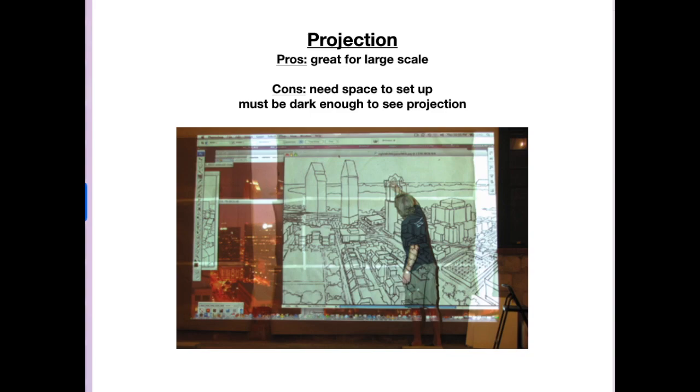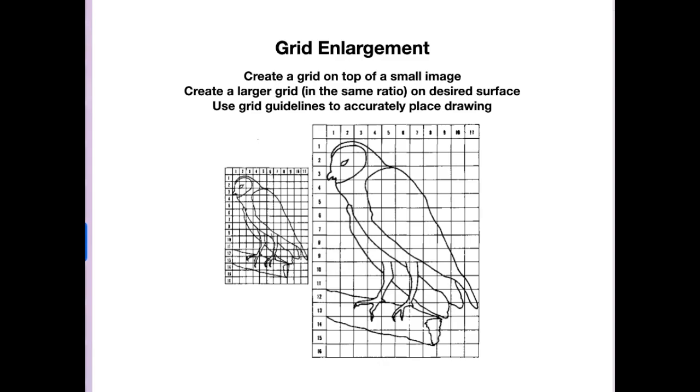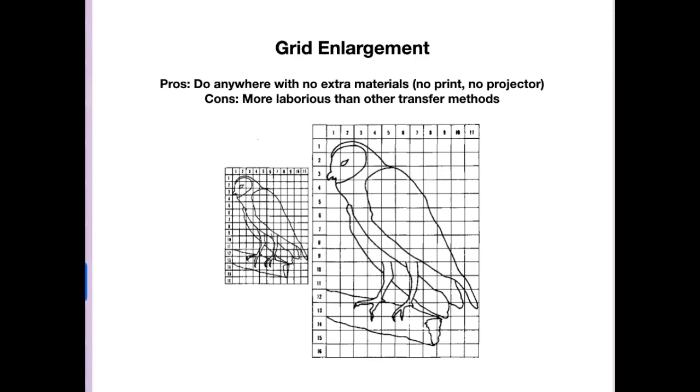So the method we're going to use is a grid enlargement. The way you do this is you create a grid on top of a small image, either a thumbnail image or a photo or printout or whatever it is you're using. And then you create a larger grid in the same ratio on the desired surface. This is assuming you all understand ratios. The pros, you can do this anywhere with no extra materials, no printout, no projector needed. The cons being it's more laborious than the other transfer methods.